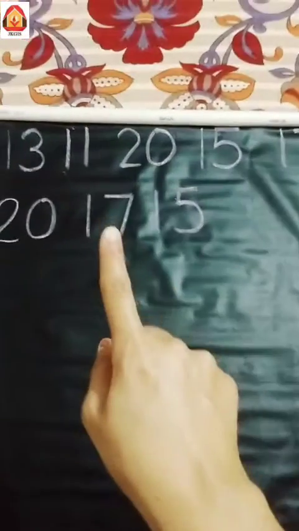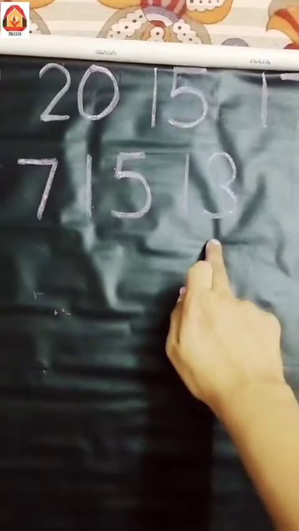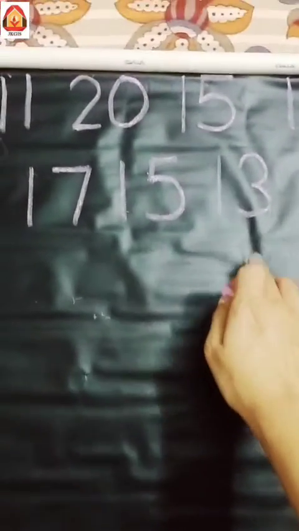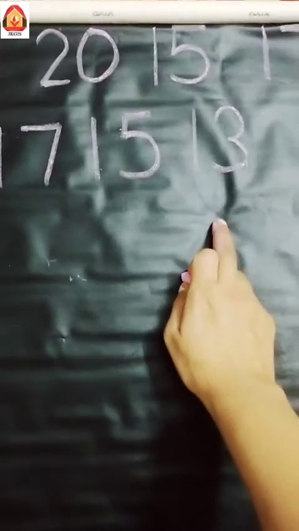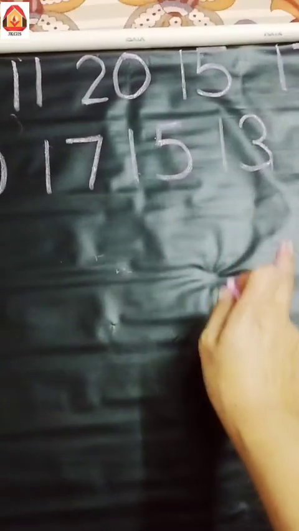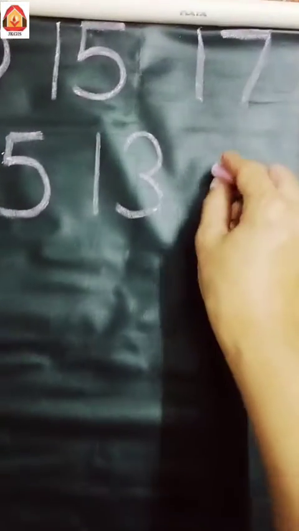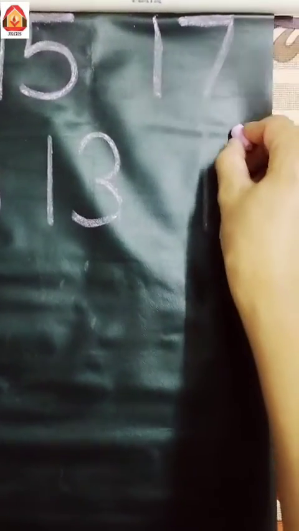अब हम देखेंगे 15 के पहले क्या आता है, नंबर 14, बट नंबर 14 इज़ नॉट हेयर. 14 के पहले नंबर 13 and number 13 is here. So I will write number 13 here. So students, I have written number 13 here. Now I will see कि नंबर 13 के पहले कौन सा नंबर आता है, नंबर 12. So number 12 is not here. Now which number comes before 12? That is number 11, and number 11 is here. So I will write number 11 here.